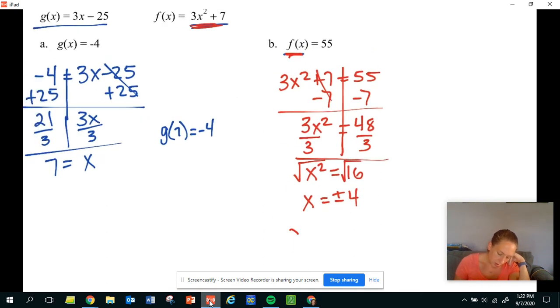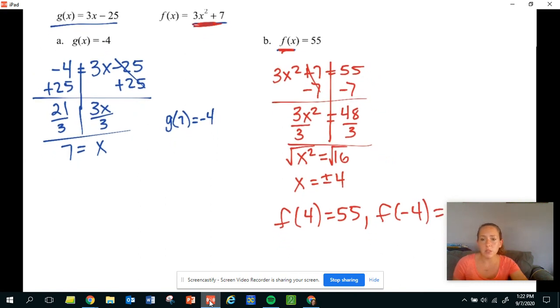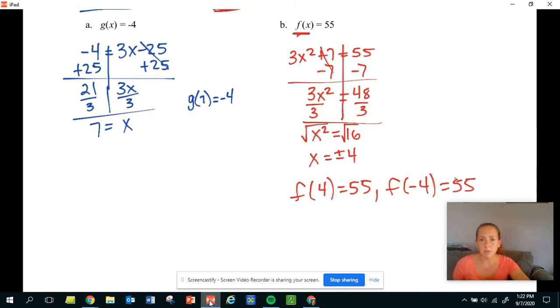So what that means is that f of 4 equals 55, but f of -4 also equals 55. So for either of those inputs, my output's going to be 55. That was the goal of what I was trying to do. They were saying your output was 55. What was your input? Well, it could have been one of these two things.